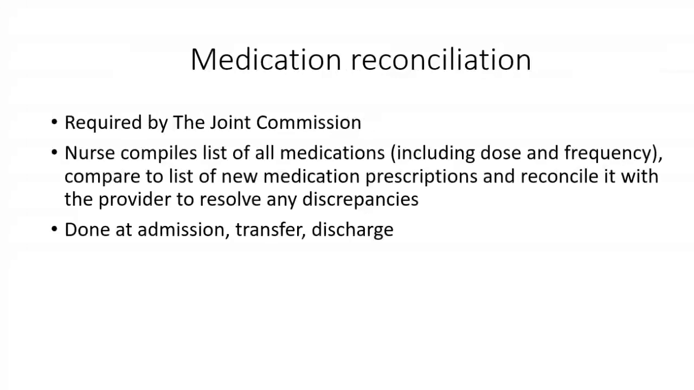The Joint Commission requires policies and procedures for medication reconciliation. Nurses compile a list of each client's current medications, including all medications with their dosages and frequency. They compare the list with new medication prescriptions and reconcile it with the provider to resolve any discrepancies. This process should take place at admission, when transferring clients between units or facilities, and at discharge.